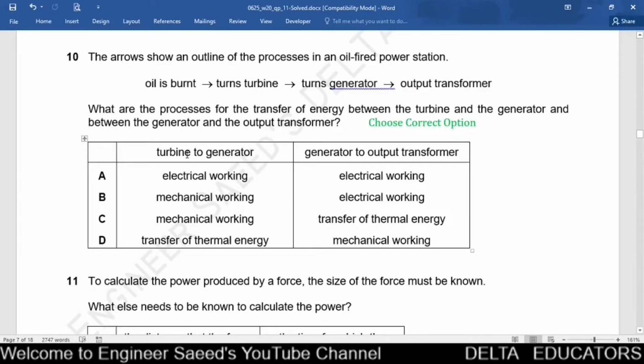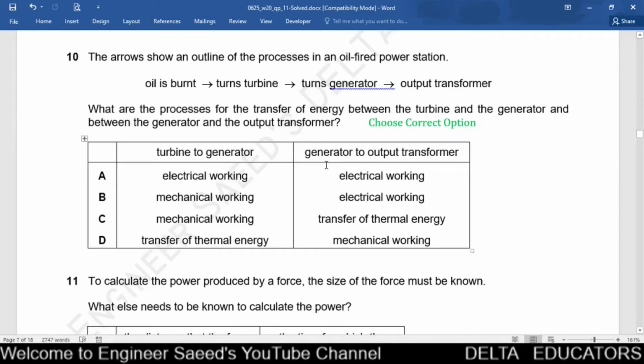Here in the first column it is given turbine to generator. Here the turbine rotates, turbine turns. Since the turbine rotates, definitely here we have mechanical energy. Now first we check the options. In option A it is given electrical working. In B mechanical working, C mechanical working, D transfer of thermal energy. Here we have mechanical working. So here our possible options are B and C.